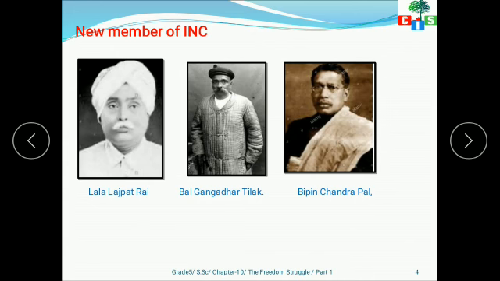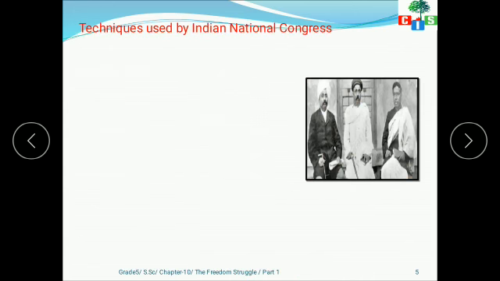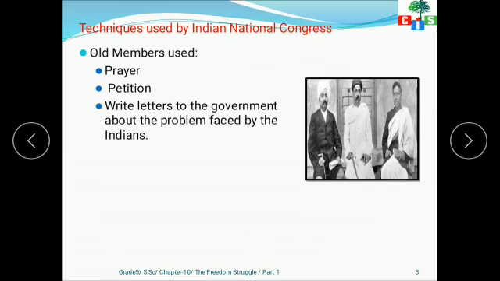Now let's see the techniques used by the Indian National Congress when they found that the Indian people were facing problems. The old members used different techniques. One is prayer, second is petition, and third is writing letters to the government about the problems faced by the Indians, right? Through that, they thought the Britishers would consider their petition and make necessary reforms. But what happened? The government ignored most of the time their requests, right?